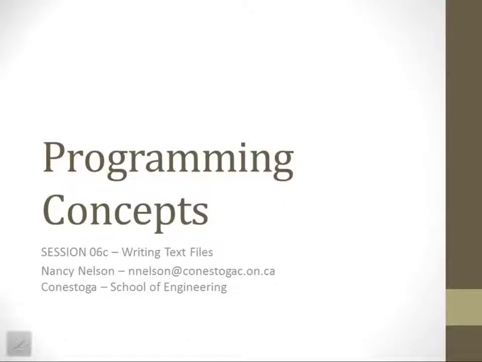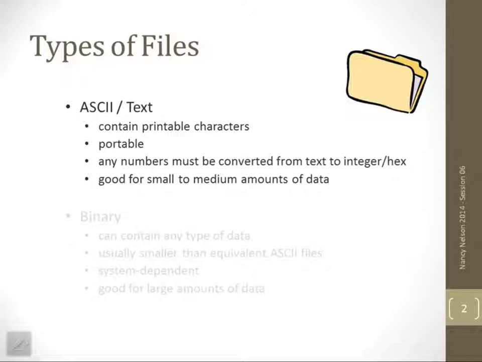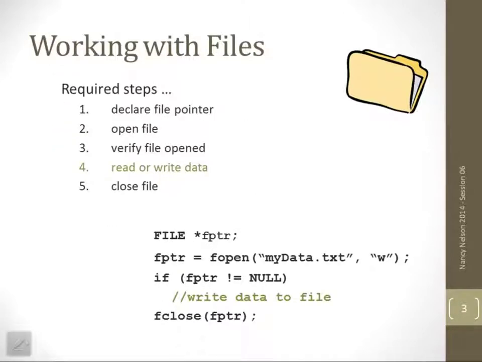In this session, we're going to look at writing information to text files. So we know we're going to be working with an ASCII file or a text file that only contains printable characters. This time, instead of reading, we're going to learn how to write that information to the file. So to write, we're going to follow exactly the same process. We're going to declare the pointer, open the file, verify successful open, do our writing, and then close the file.